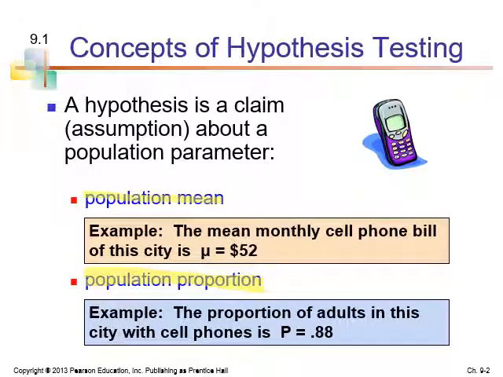So mean is like a number. For example, the monthly cell phone bill, how much is it? And proportion is a ratio. It's between 0 and 1. For example, the proportion of adults with cell phones, 0.88.